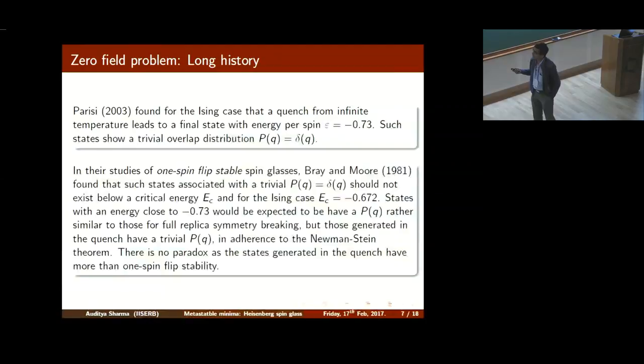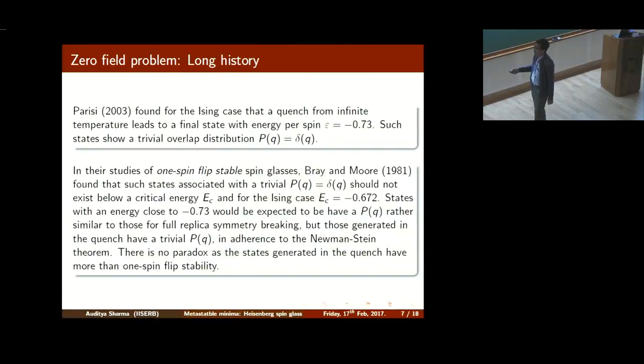Now, old work of Bray and Moore from '81 studied something called one spin flip stable states, which I will explain in a moment. They showed that if you consider states below a certain critical energy EC, then the system would be constrained to break replica symmetry. So they argued that if you have one spin flip stable states, and you are at an energy below a certain critical energy, then you must necessarily have a replica symmetry breaking state. And this number they computed to be minus 0.672. So this Parisi number is in fact lower than this, and still it has this trivial overlap distribution.